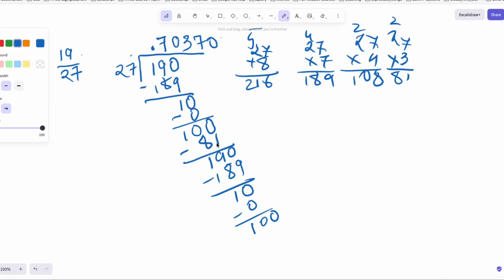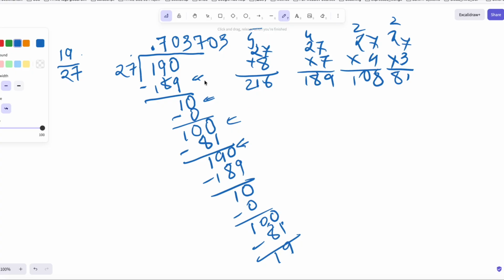Again, you see this, we know this. From this point onward, it started repeating. You got a 189 just like you got here. You got a 10 just like you got here. And you got a 100 just like you got here. So how many times is 27 going into 100? Well, 3 times. So what do you get when you multiply 27 by 3? You get 81, and you get 19 as the answer when you subtract, which brings us back to the original pattern.